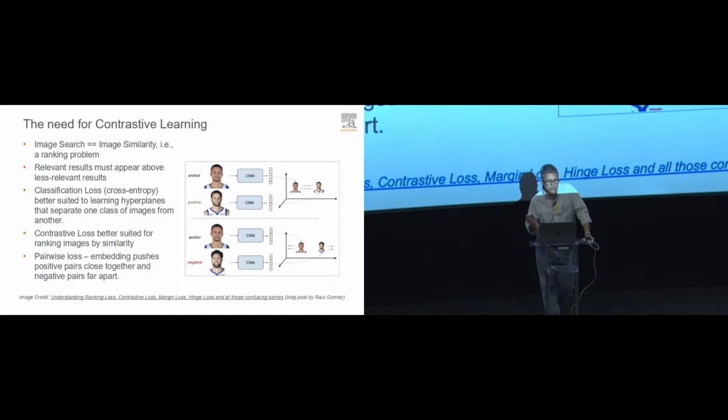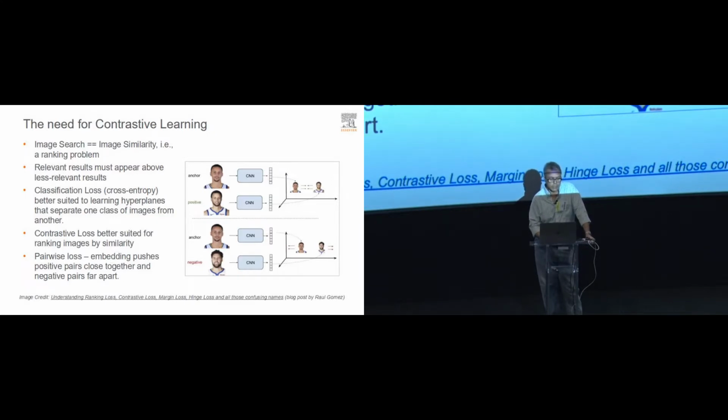So I'm going to shift a little bit to contrastive learning. Although embeddings talk about points in space, contrastive learning talks about pairs of images, right? And I want to go into contrastive learning because image search is really a ranking problem. Image search is kind of image similarity, and you're basically saying relevant results must appear above less relevant results. So it's a pairwise measure.